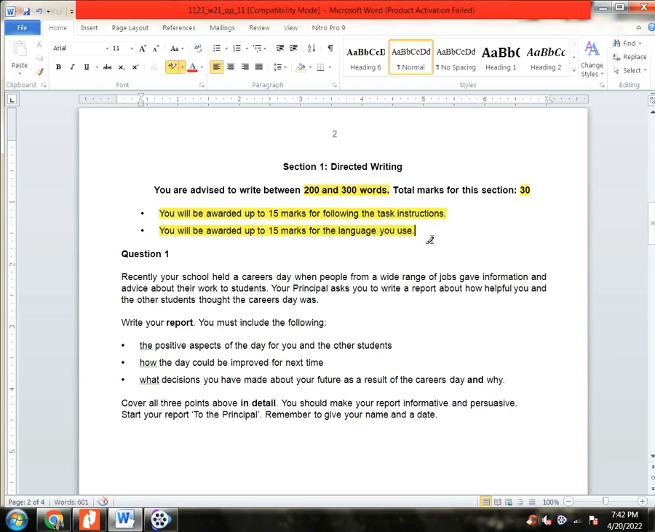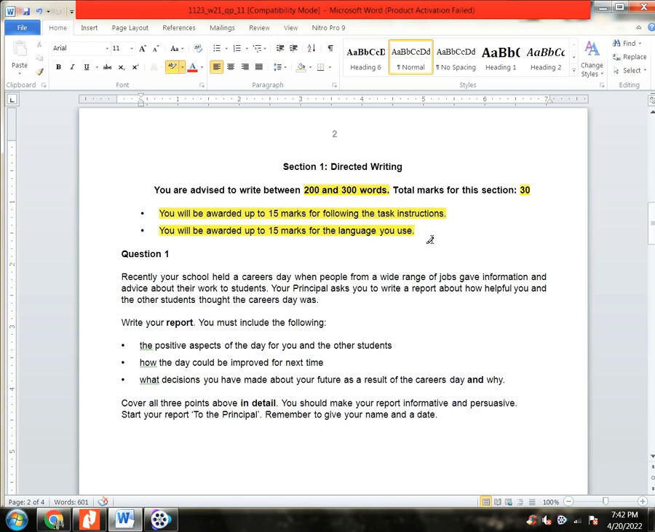Let's look into this a little bit. Task fulfillment or task instructions means: have you met the demands of the question? Have you answered what the question wants you to answer? Have you answered all the parts of the question and so on? And a complete 15 marker is reserved for that.